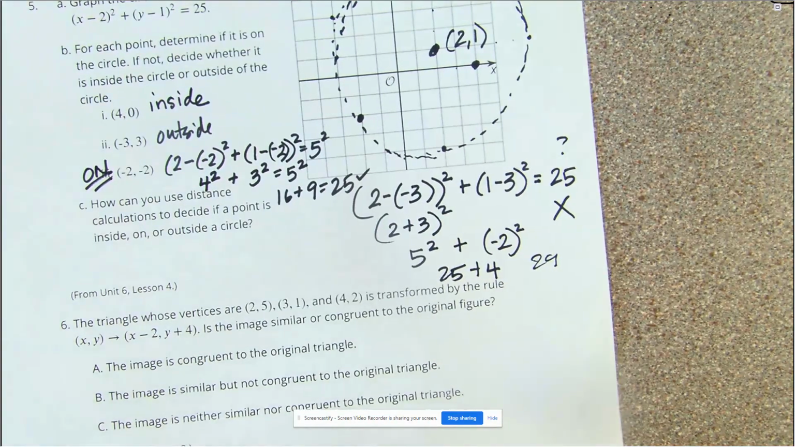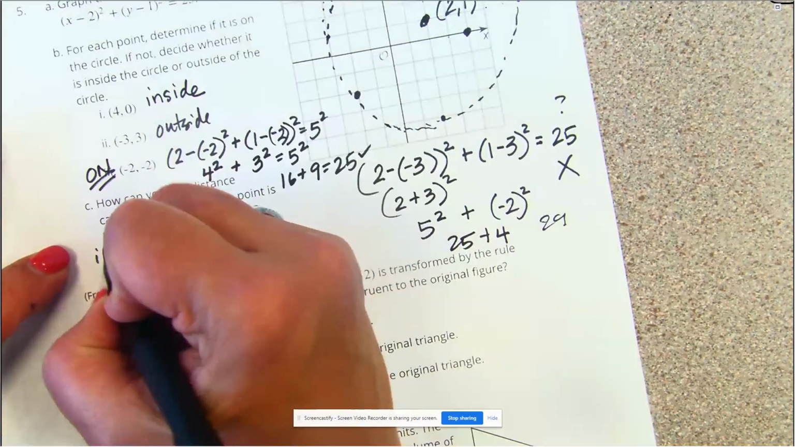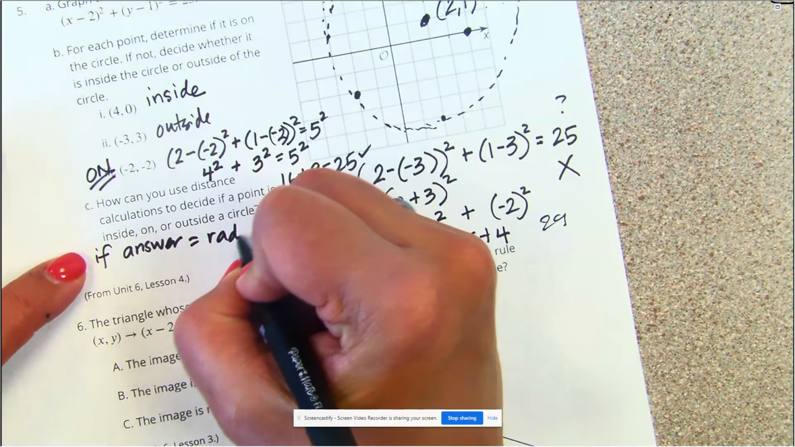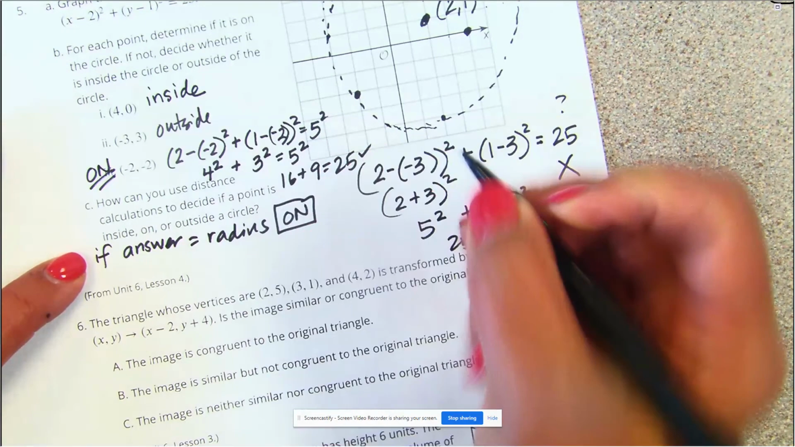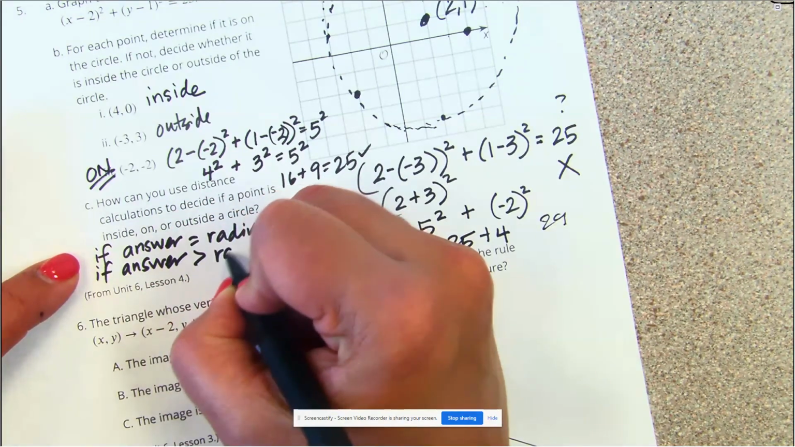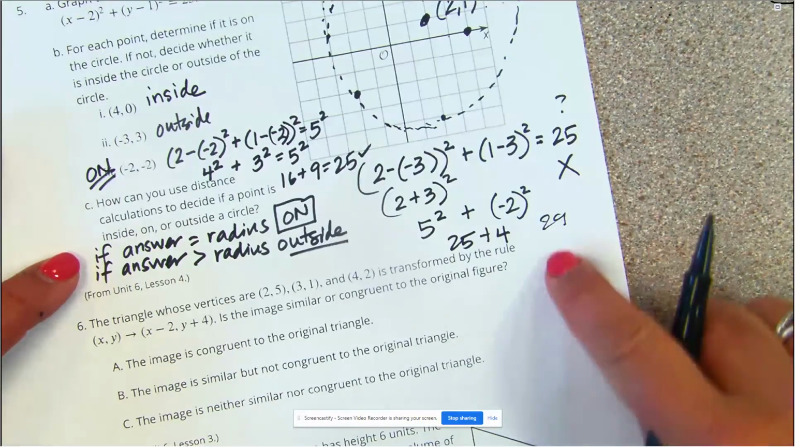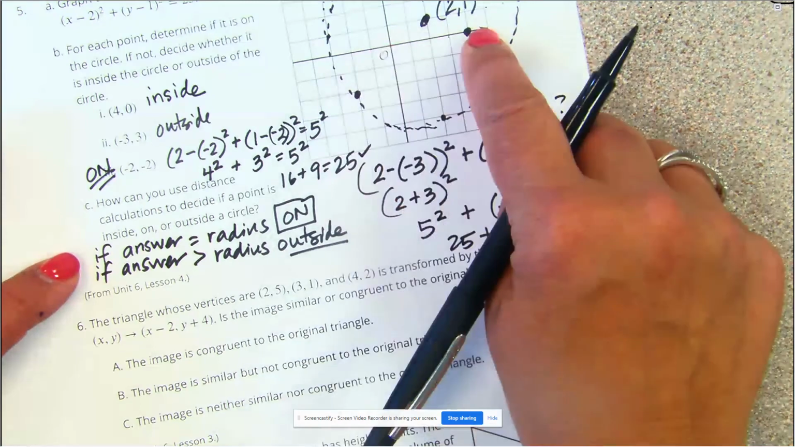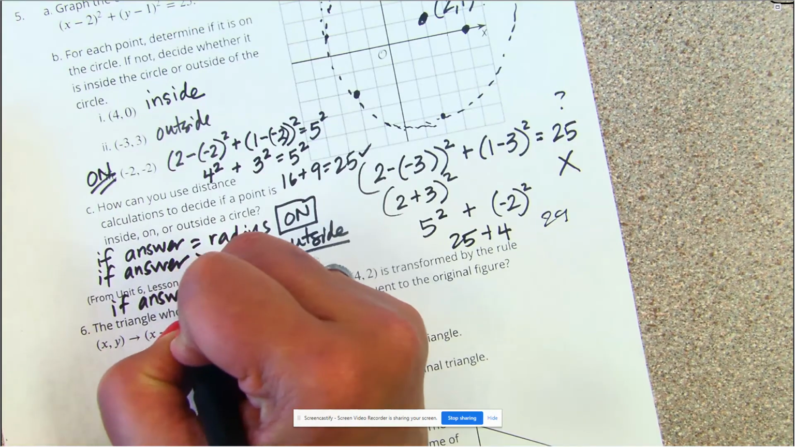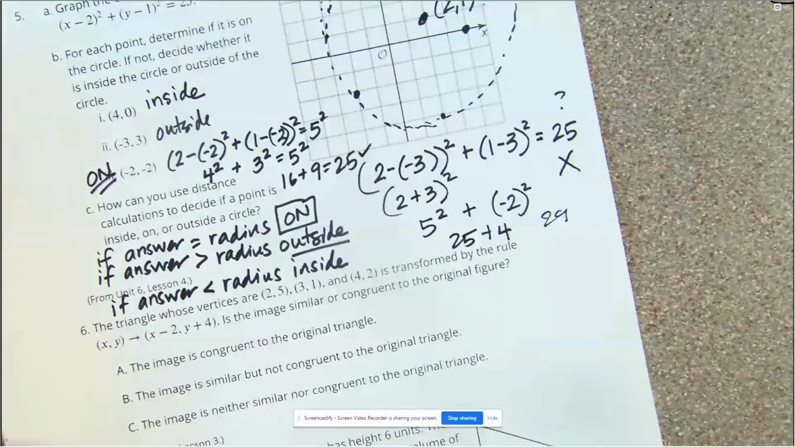How can you use the distance calculations to decide if a point is inside, on, or outside? If the answer equals the radius, it's on the circle. If the answer is greater than the radius, it's on the outside of the circle, like that one right there, 29. I didn't even test the other one because that was a no-brainer. That was on the inside. But if the answer is less than the radius, then I know it's on the inside of the circle.